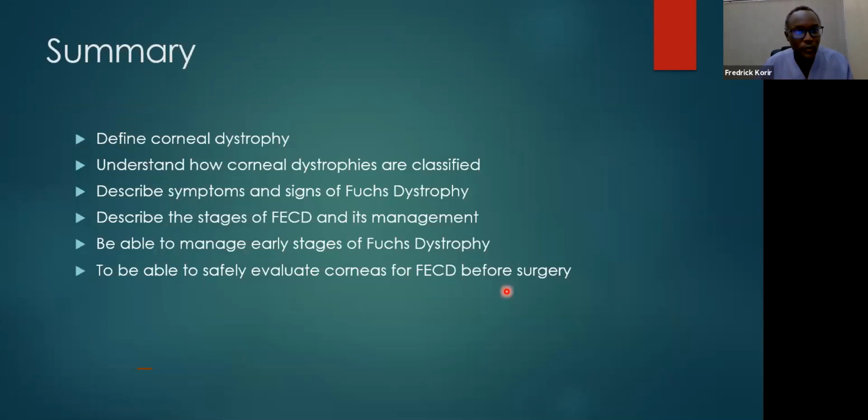So in summary, we have defined what corneal dystrophy is: progressive, symmetrical, familial, tends to run in the family. We've seen how they are classified according to anatomical layer. We've described signs and symptoms of Fuchs depending on the stage that they are in. We've described some of the management, and I believe you can be able to manage early Fuchs dystrophy for now, and you'll be able to evaluate your patient better before you do surgery and end up in a pitfall like I did. Thank you very much.